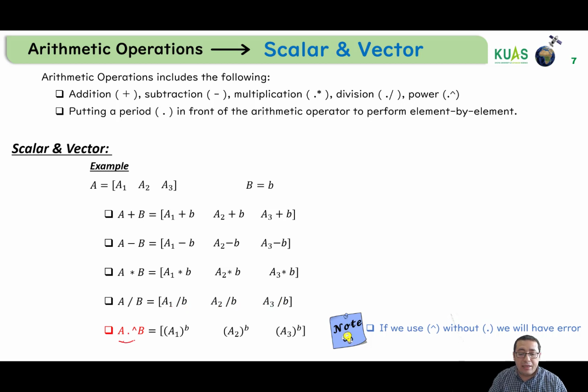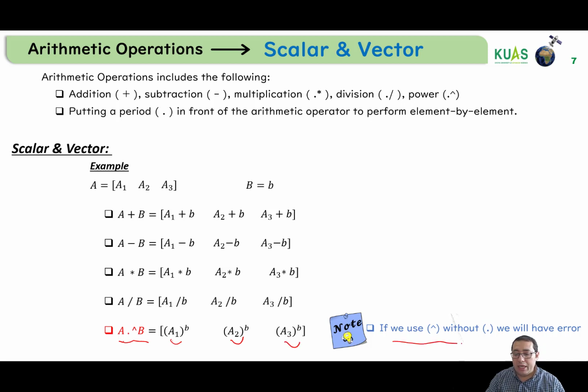In this case, I highlighted in red because this is new. If we need to raise every element in a to the power b, in that sense, we should write a, then a dot, then the caret symbol, and then put b. So it will be a1 to the power b, a2 to the power b, a3 to the power b.